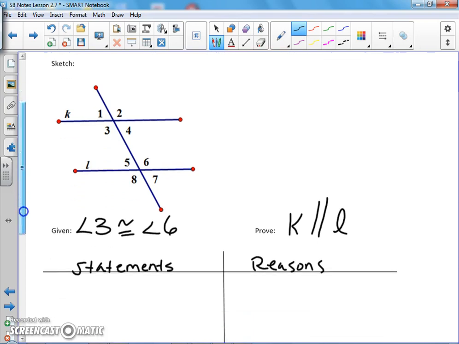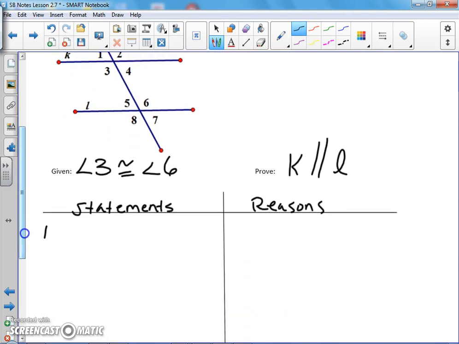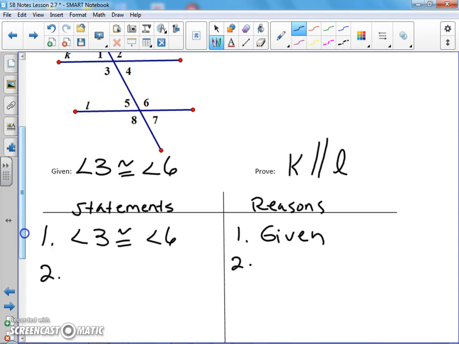So I want you to do your first step. Your first step is always your given, so we know that this is going to be that angle 3 is congruent to angle 6, and our reason for that is that it is given. After this, what we need to do is look for things that we can do to use our corresponding angles theorems, because that's the only one that we own at this point.